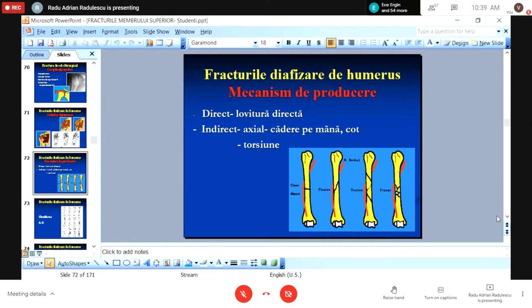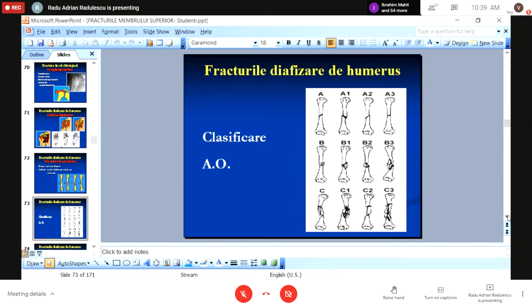And finally, in some situations that may end by a fracture of the humeral diaphysis. So it's a mechanism of torsion. In fact, that's the main mechanism in this situation. And we can see here that in this mechanism, you usually have a spiral fracture of the humeral diaphysis.